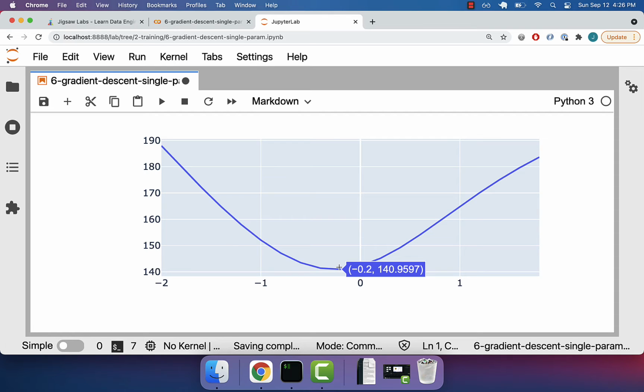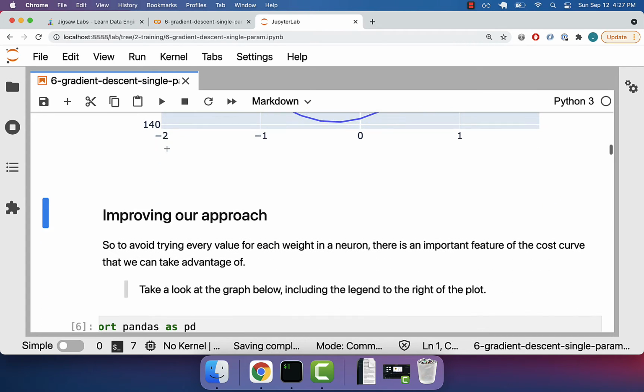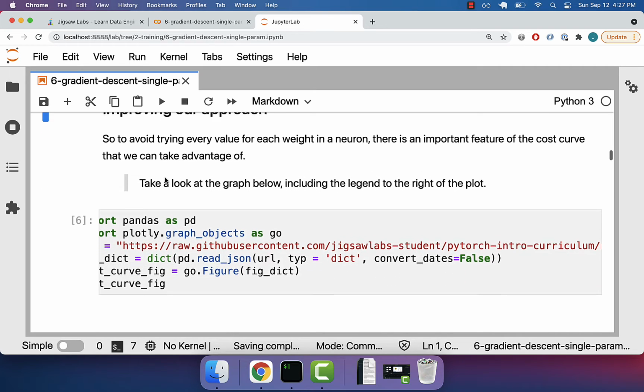Now, this approach works fine when we are only working with a single parameter, like that single weight that we're multiplying by our cell area to then ultimately get an output from our linear layer and then our activation layer. But if we are working with lots and lots of different parameters, by that I mean thousands, then just trying every potential value for every single weight is not a good technique. It will just take way too long. So we need a more efficient approach.